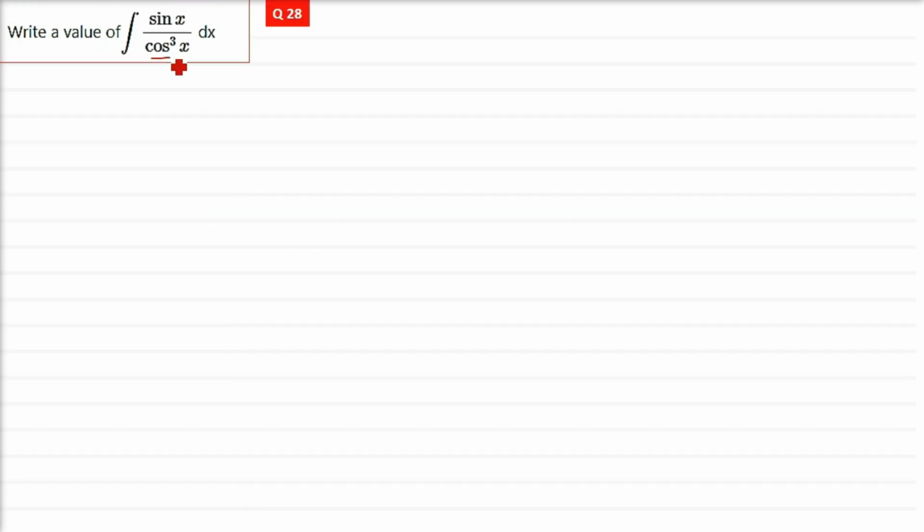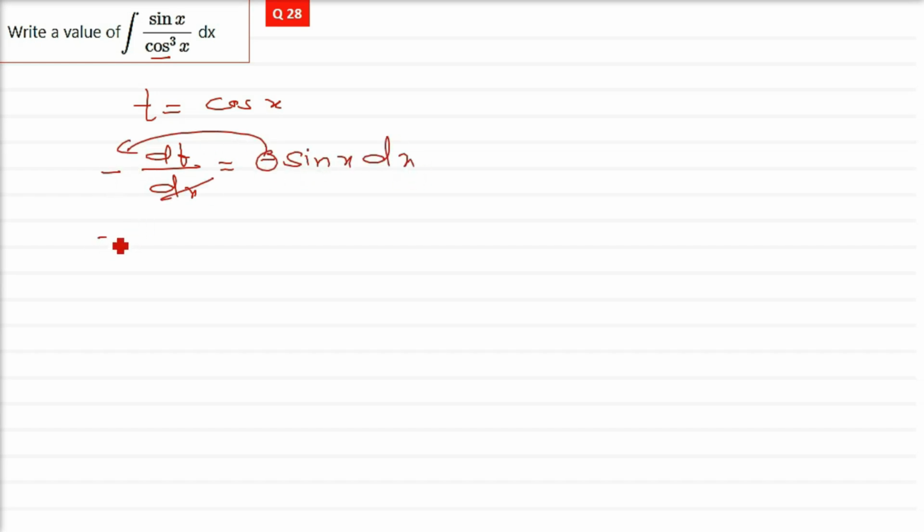Now this sin x divided by cos cube x. Now cos x can give you directly sin x. It's simply the integration of 1 by t cube. So when you take t equals cos x, and when you differentiate it, dt by dx, cos x will be negative sin x. Now dx can be brought on the right, minus on the left, so negative dt will be equal to sin x dx. Now this is the numerator. So sin x dx will be negative dt. So negative you can bring out, dt you can keep in the place of sin x dx.